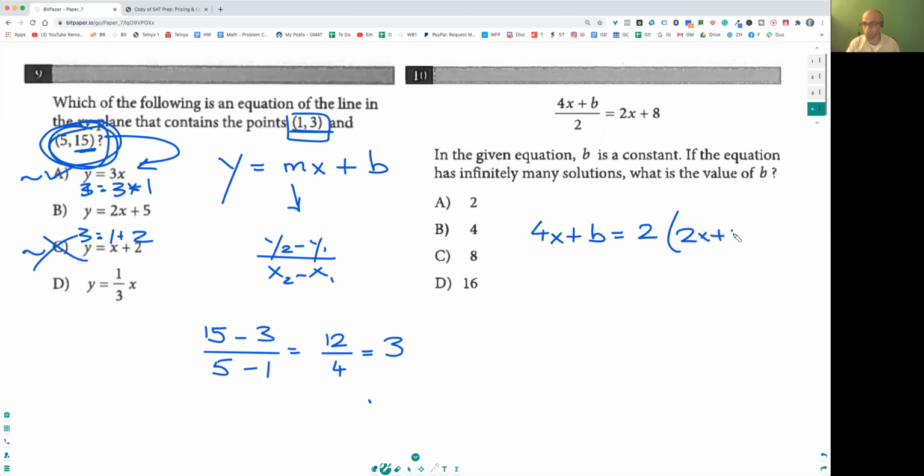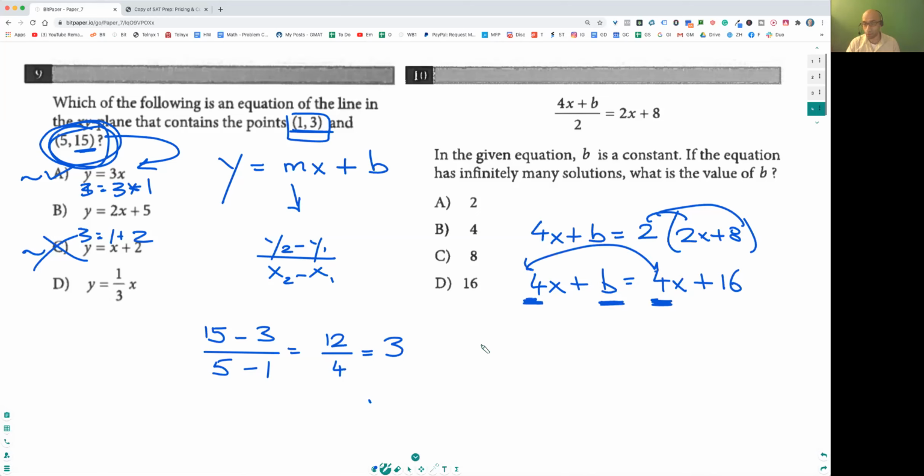8, right? And then we're going to do 2 times, we're going to distribute this. Remember, don't forget to distribute it, 4x plus 16. Okay, 4x plus b is 4x plus 16, right? And it has infinitely many solutions, right? What does it mean? The x coordinate ties out and the y, so the slope is the same.